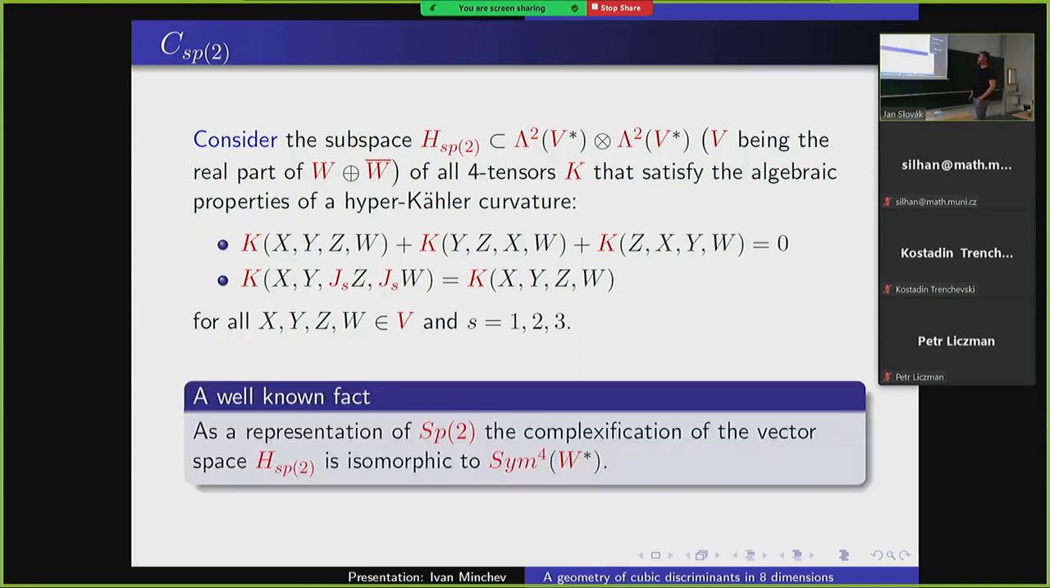And it is well known that as a representation of Sp2, this space is isomorphic to the space of all totally symmetric 4-tensors on W. So that's the key point here, because you recall the discriminant of a cubic polynomial is actually something that lives here. So this is the way we lift it to an 8-dimensional real vector space, by this isomorphism. So now we can think of the discriminant of a cubic polynomial as a hyperkähler curvature type tensor on an 8-dimensional real vector space.